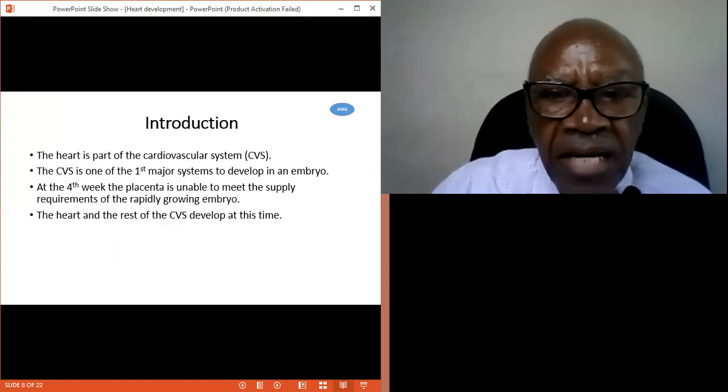By way of introduction, the heart is part of the cardiovascular system. The cardiovascular system is one of the first major systems to develop in an embryo. At the 4th week, the placenta is unable to meet the supply requirements of the rapidly growing embryo. The heart and the rest of the cardiovascular system develop at this time.